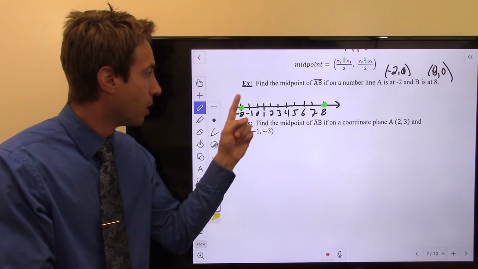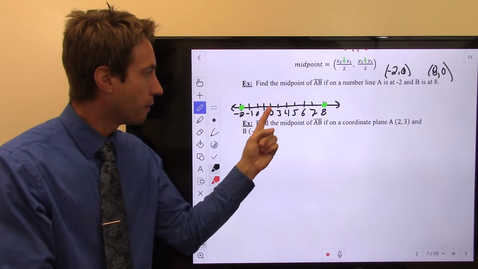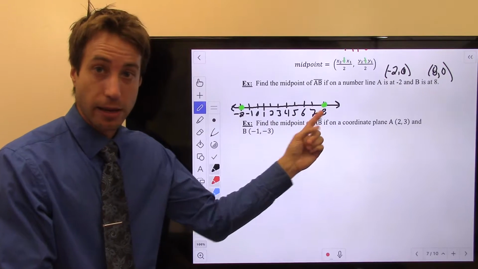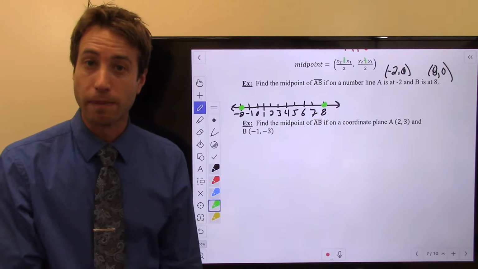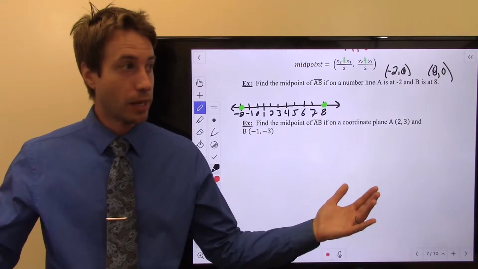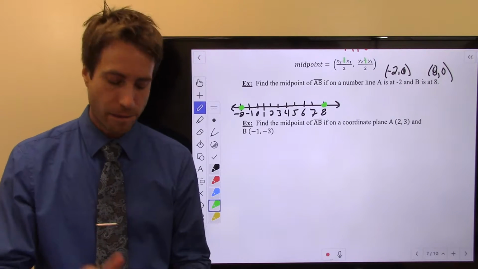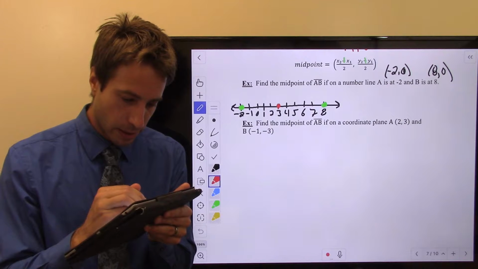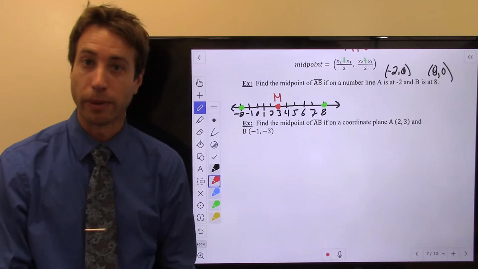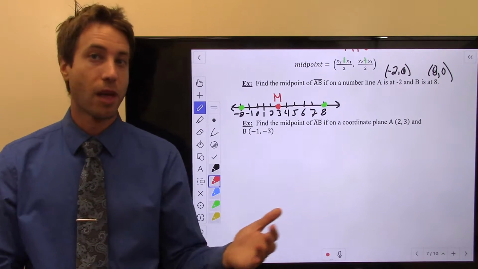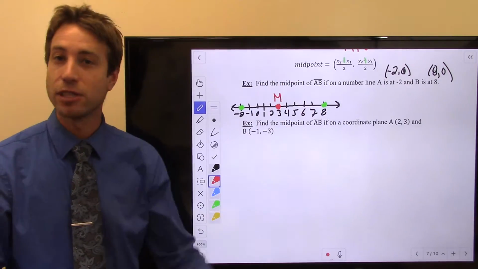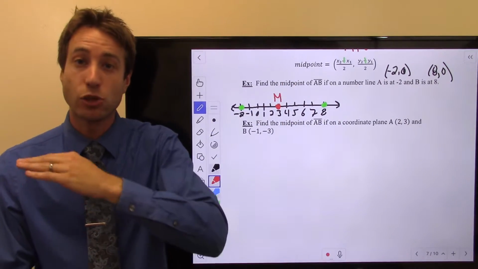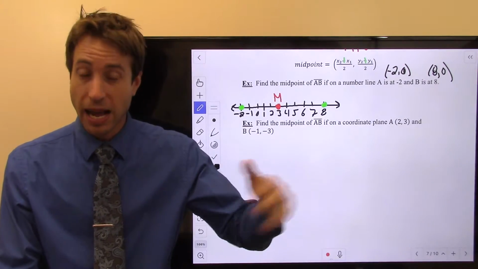Counting is easy. 1, 2, 3, 4, 5, 6, 7, 8, 9, 10. These two things are 10 units apart. What's halfway? 10 divided by 2 is 5. 1, 2, 3, 4, boom, right there. There's my midpoint, right? Work smarter, not harder. I didn't even have to use the midpoint formula. In this particular case, because the points were horizontal, I could just count.